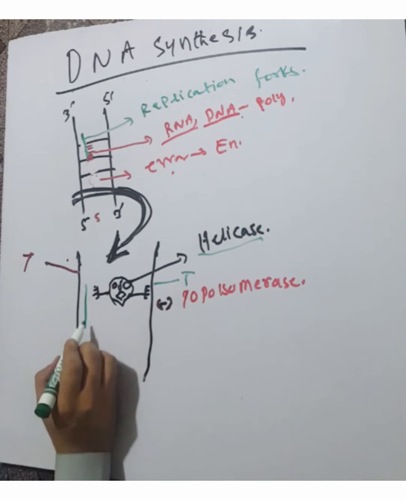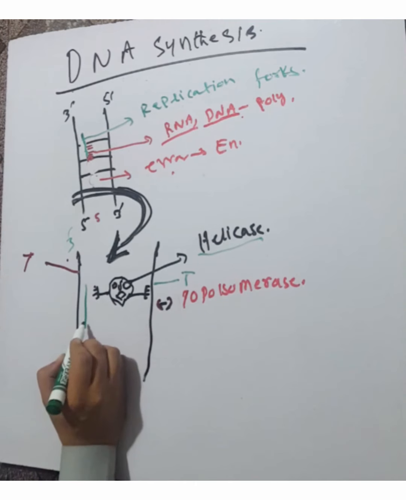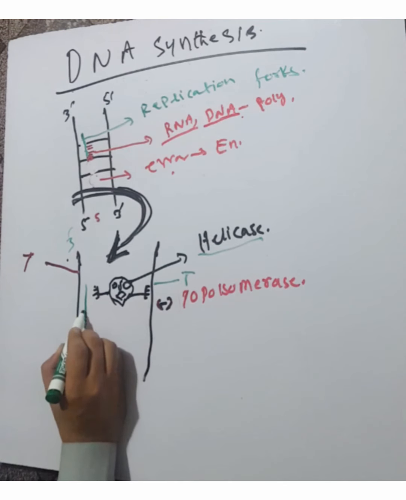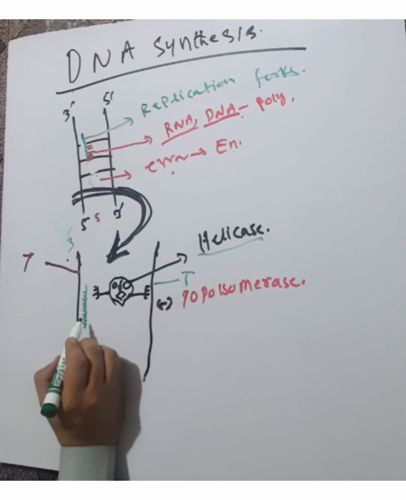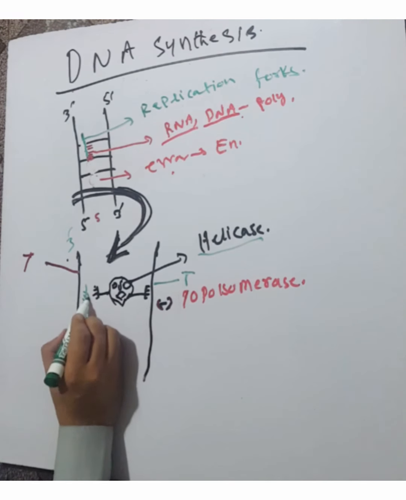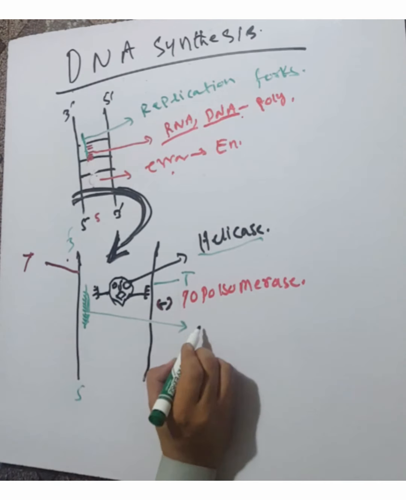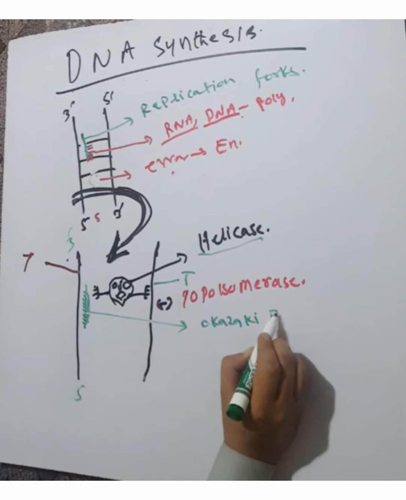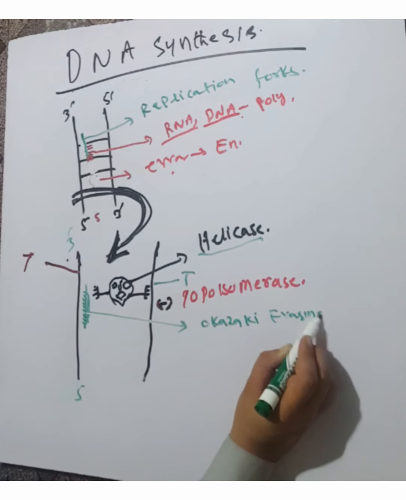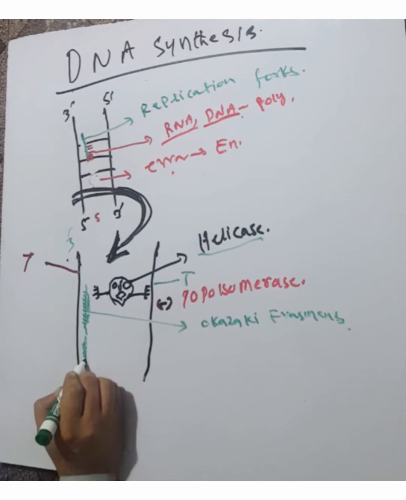And the fragments of nucleotides are added. For example, this is 3' to 5'. The fragments can be added from 5' to 3' in the opposite region. These fragments of nucleotides are called Okazaki fragments. They are added.